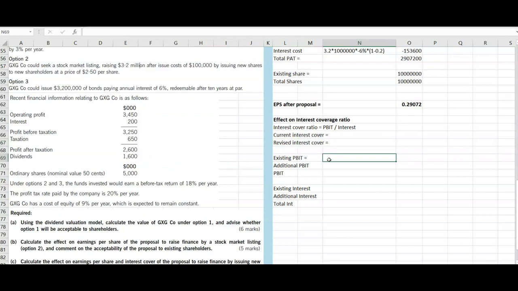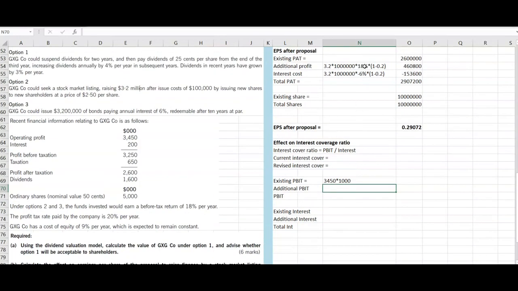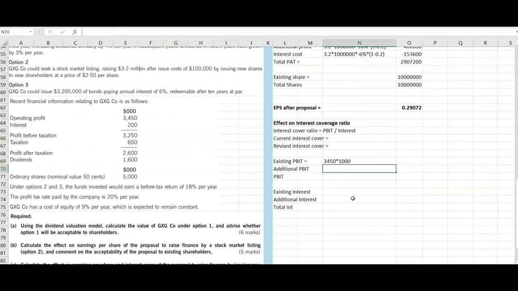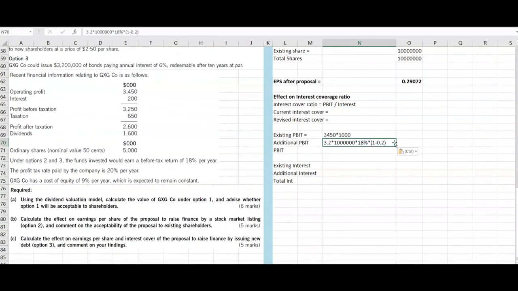Earnings before interest and tax is 3450 into 2000, and the additional PBIT, that would be generated, profit before interest and tax, that we have to calculate. So that we can calculate it from here. So the additional PBIT that would be generated will be its profit before interest and tax. So we can take this number off. So this will give us our answer. So we can work it out.